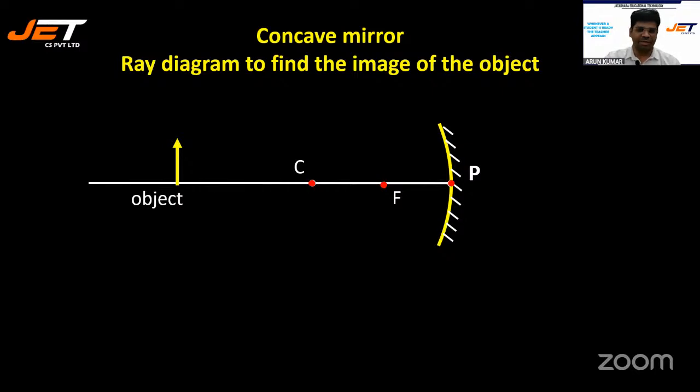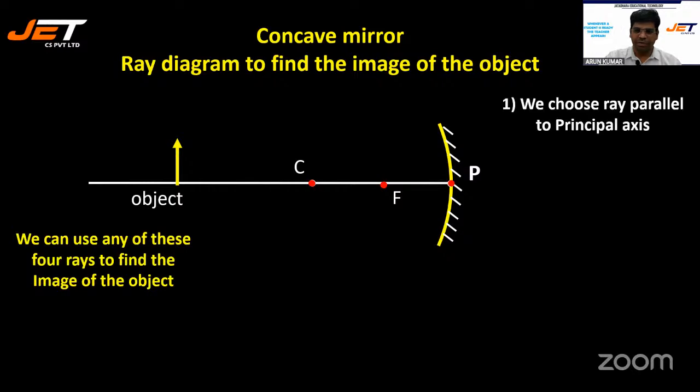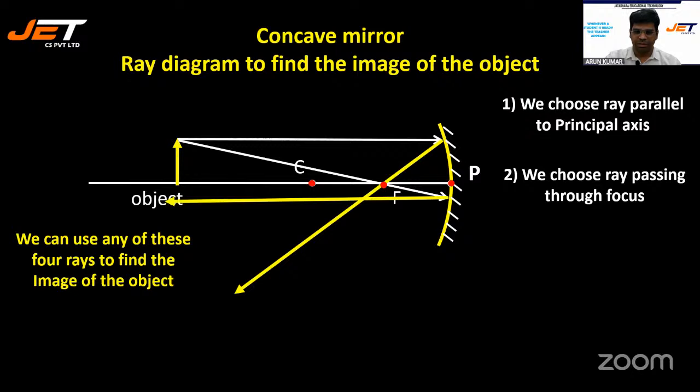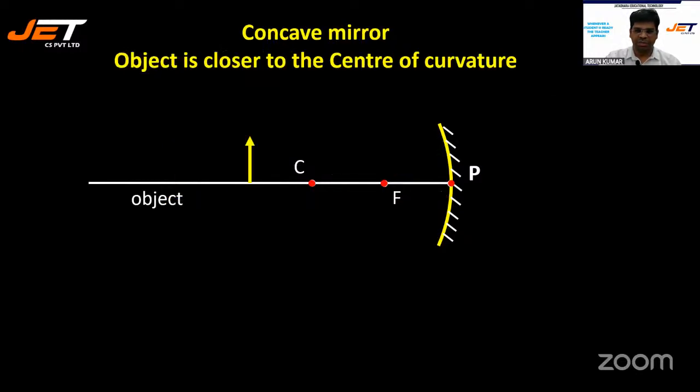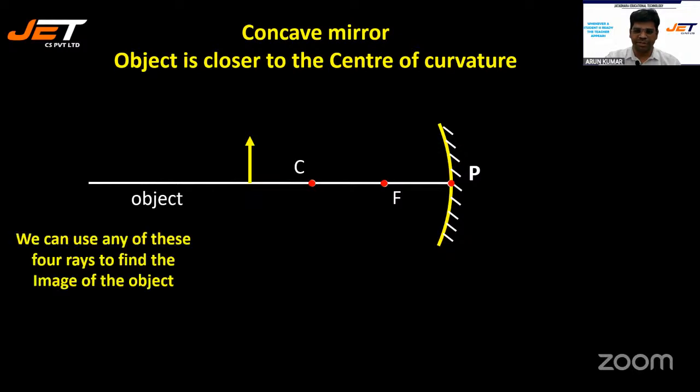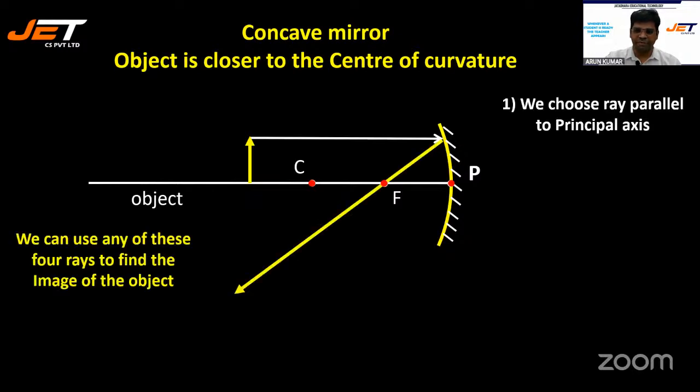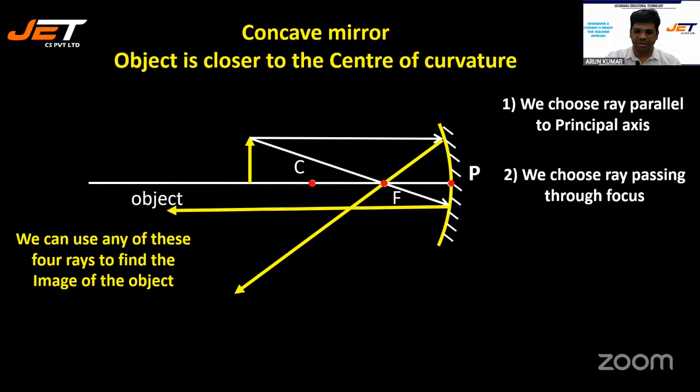All right, let's see what's happening here. Now I've got a concave mirror, ray diagram to find the image of the object. We can use any of these rays. This we have seen already. A quick one minute revision, rapid fire revision. Image is formed between C and F. When it is moved closer to the center of curvature, it is again formed between C and F. A rapid fire revision, students.